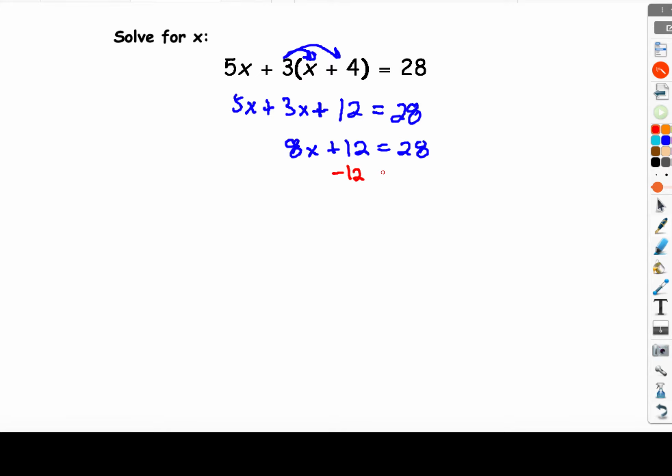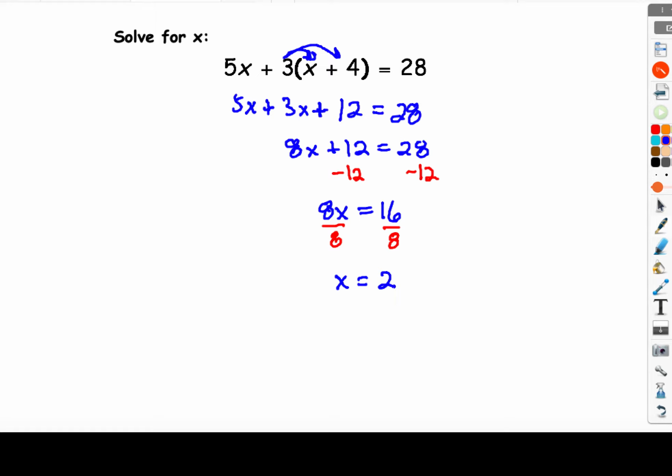Oops. And I'm going to subtract 12 over here on the right as well. We've got our 8x then is equal to 28 minus 12, which would be 16. And now to get rid of the multiplication by 8, I'm going to divide by 8, right? Do the inverse operation. Do that same operation on both sides. 8 divided by 8 disappears, and 16 divided by 8 is 2.